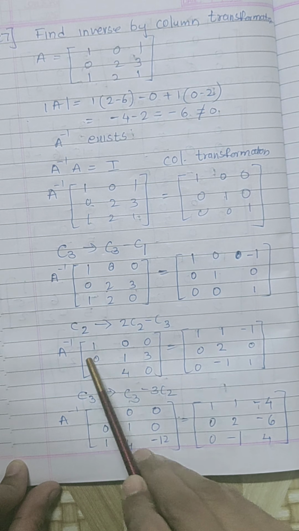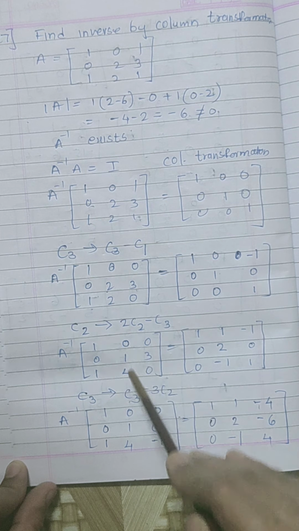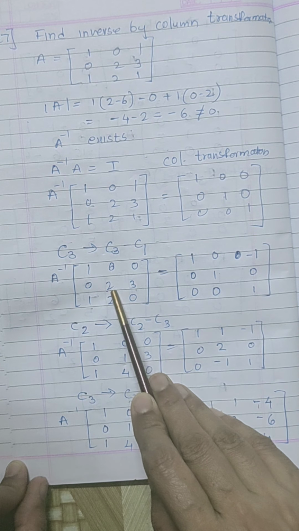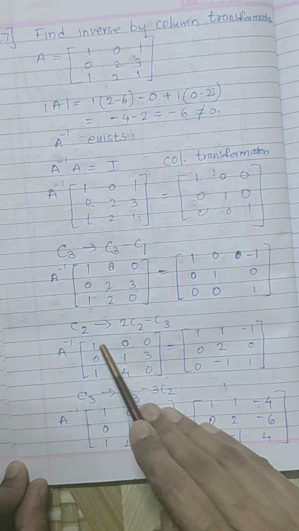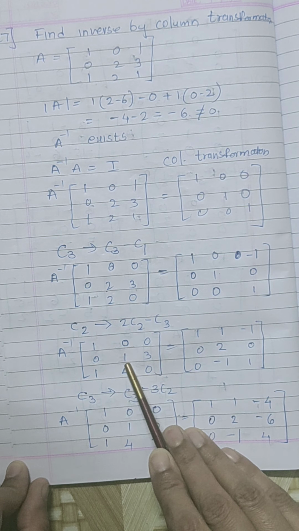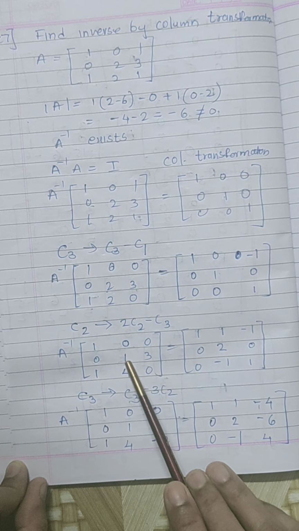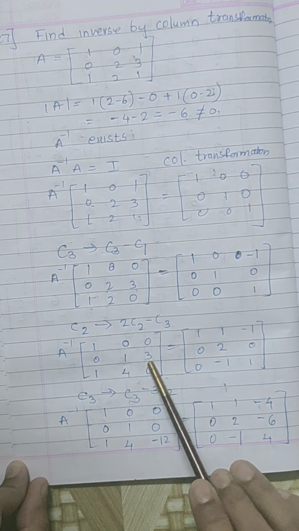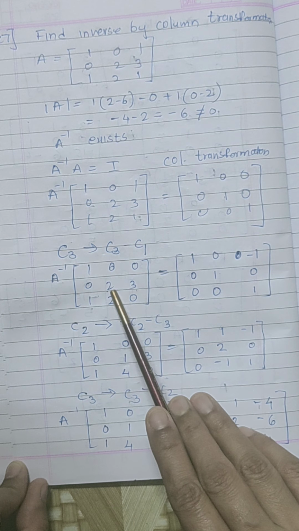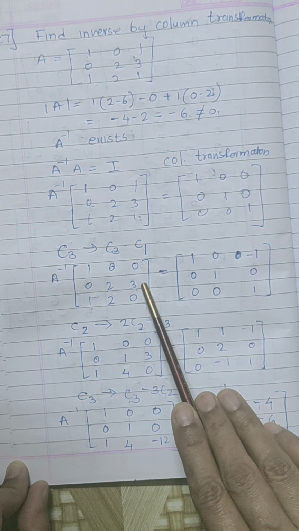Next we will do transformation on C2. We will convert this 2 into 1 because we want 1 here to convert into the identity matrix. So when you convert this into 1, we can easily convert this into 0. If you convert this into 1, we will convert this into 0.